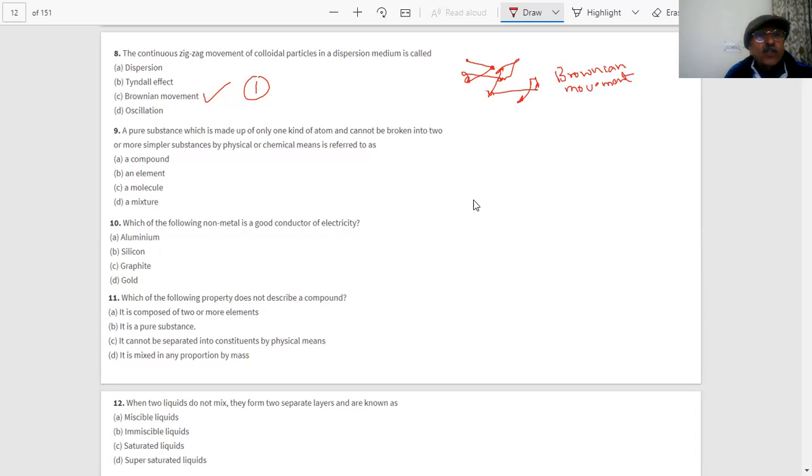Next question on the screen, students. A pure substance which is made up of only one kind of atom, and cannot be broken into two or more simpler substances by physical or chemical means, is referred to as? Sir, element. Element is the correct answer. Cannot be broken into two or more by physical or chemical means. Correct answer has been given, students.